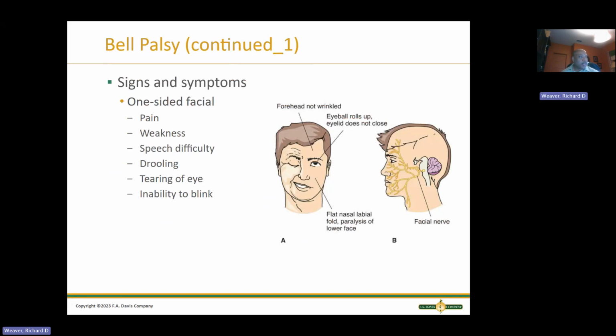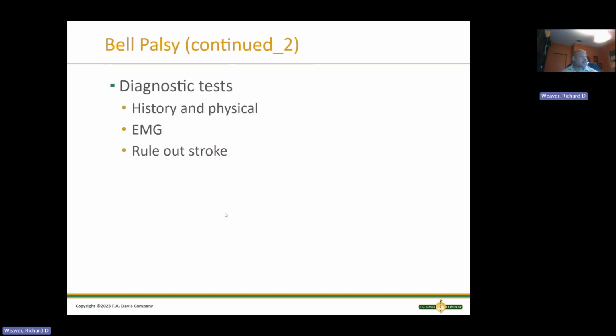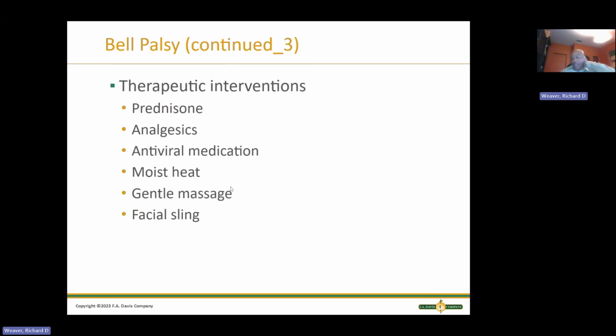See how they look here? Looks like a facial drooping, and so it may appear that they have had a stroke, but it's not really a stroke. And it's cranial nerve 7 affecting the motor neurons. Diagnostic tests: history and physical, electromyogram, and also rule out a stroke because that's what it looks like. These patients may even have to have an MRI to rule out multiple sclerosis. When I had mine, that was part of the standard of care, was that they do an MRI of the brain.